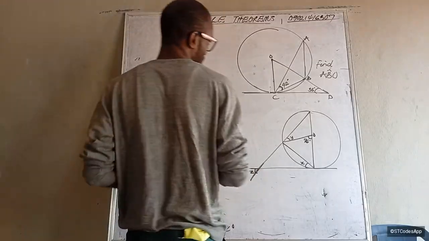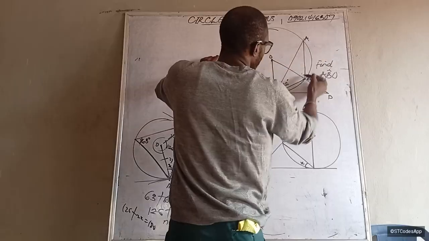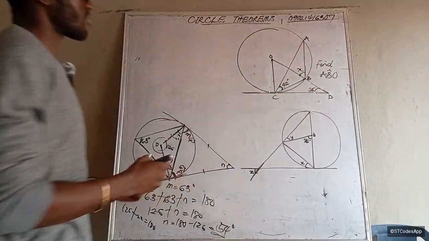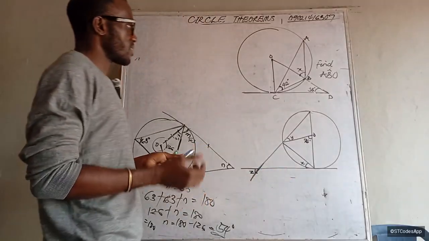Now I said that to solve this, very simple, it says you find ABO. So where is ABO? That's this side. Let's call it X. So we are looking for X. It's very simple, okay? It's very simple.